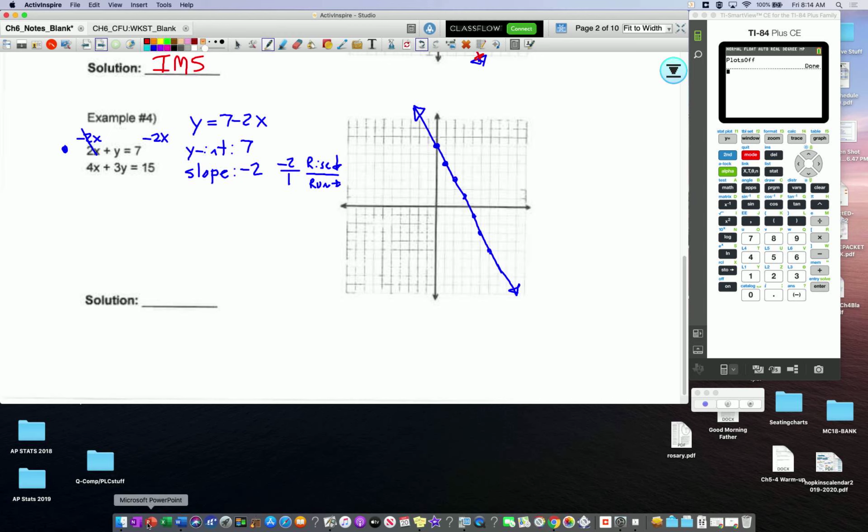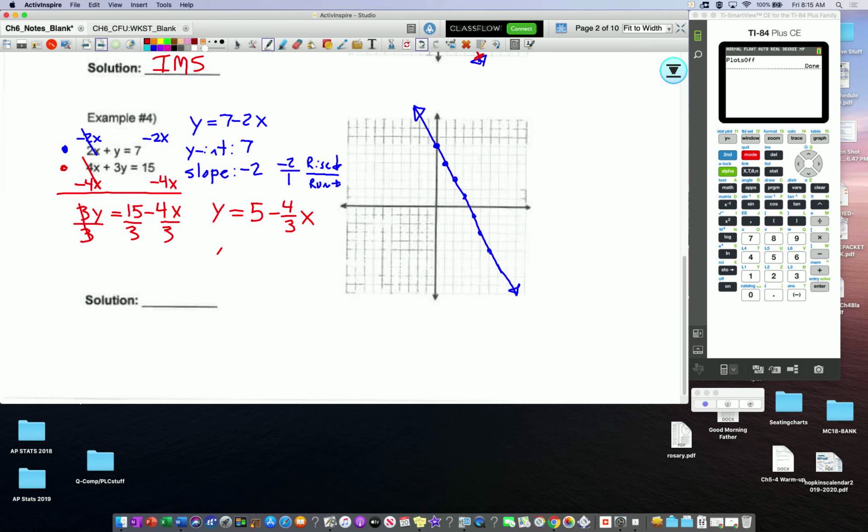All right, so now I'm going to do the same thing for the second one. So I got a little more work to do on this one. So I got a -4x. So when I subtract it, the x's cross out. 3y equals 15 minus 4x. Then divide by 3. Divide everything by 3. So y equals 15 divided by 3 is 5, minus 4/3 x.